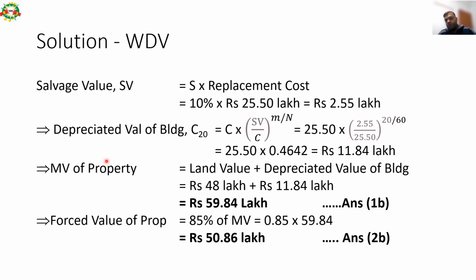So market value of property is equal to land value plus depreciated value of the building as calculated with the help of WDV method. So land value will remain the same, it is equal to 48 lakhs, plus depreciated value of the building, 11.84 lakh as calculated above. So total market value of the property as per WDV method is 59.84 lakhs. However, for calculation of forced value, we have to calculate 85% of market value, which is 59.84. So thus total forced value of the property is equal to 85% of market value. It is equal to 50.86. So these are the answers to question number 1 part B and question number 2 part B.